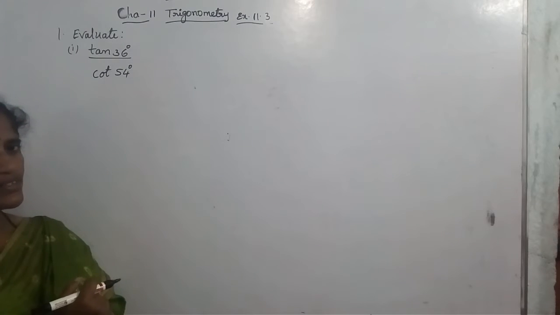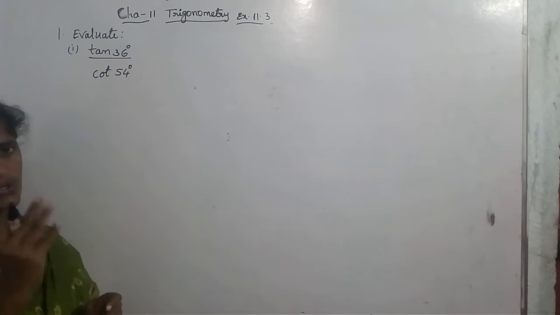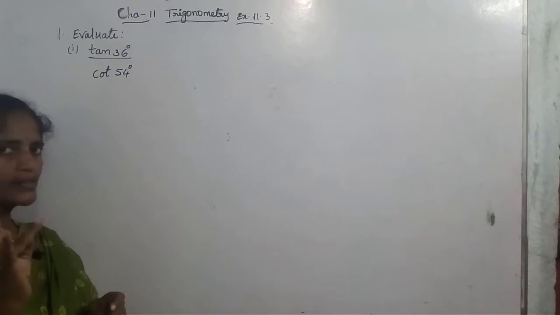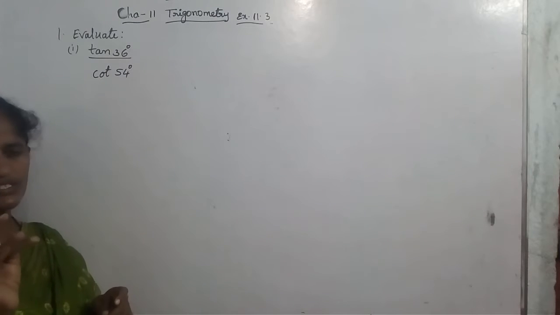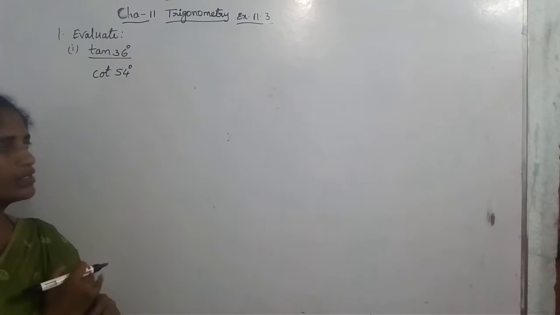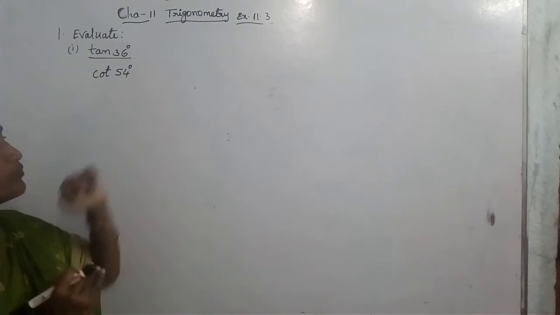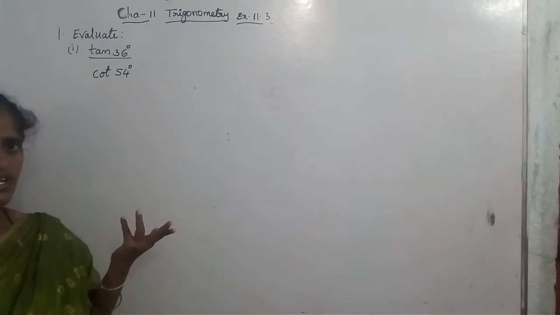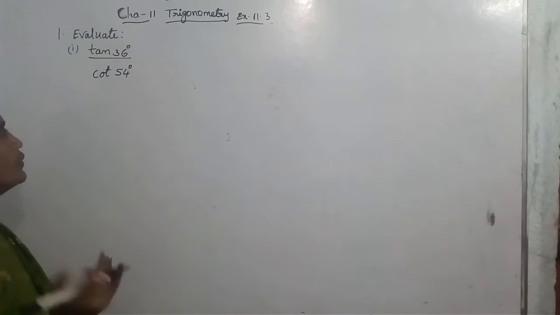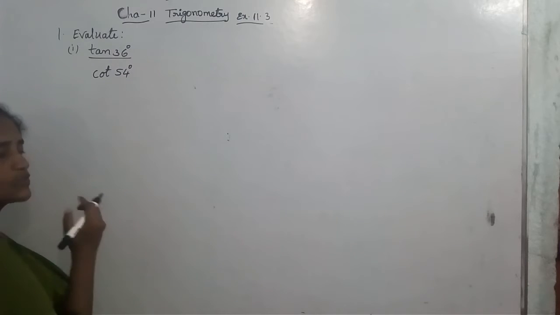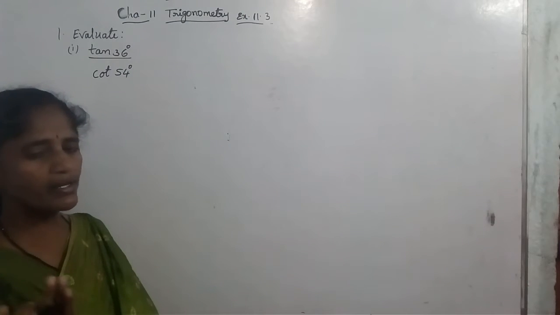In the previous exercise, they gave particular values: 0 degrees, 30 degrees, 45 degrees, 60 degrees, 90 degrees, where the trigonometry table values are given. In this one, they didn't give tan 36 or cot 54. How can we find these values? You will get confused, but no need to be confused. For this also there is a solution, that is complementary angles.